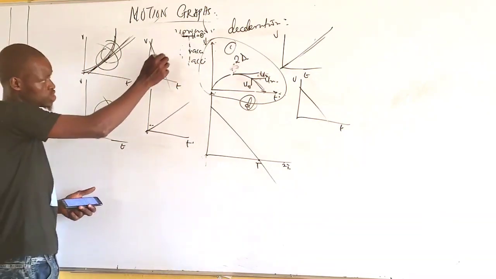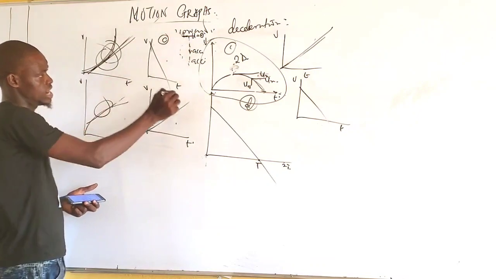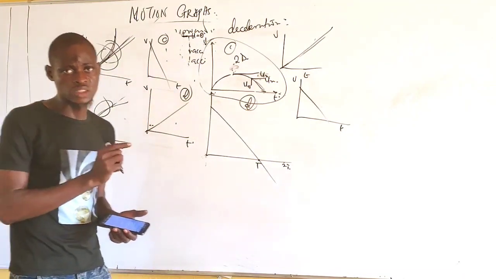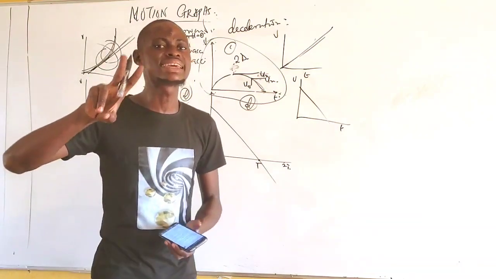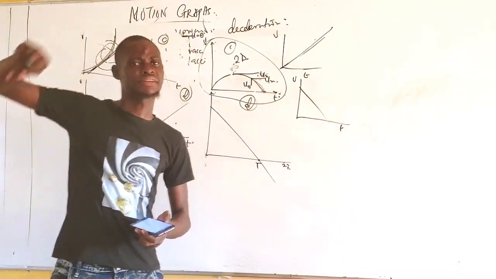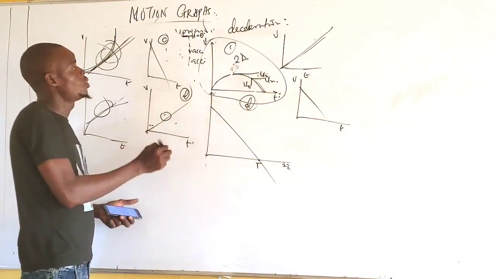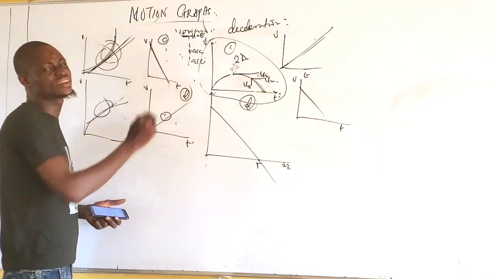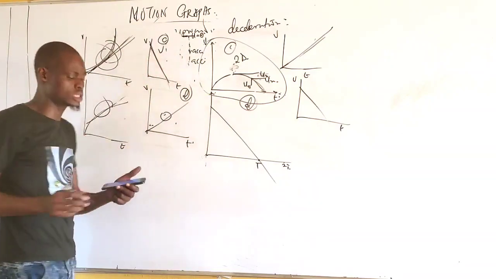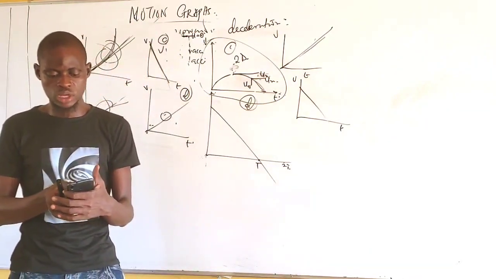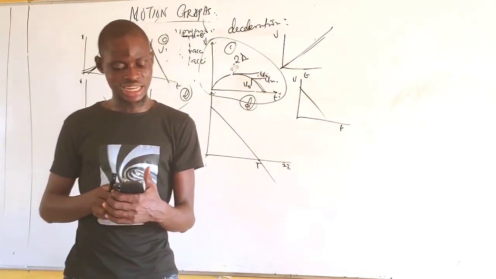Now, it is only these two graphs, graph C and graph D, that indicate uniformity. That is the first statement. The second statement indicates that the body is decelerating to rest. This one indicates that the body is accelerating, while this one indicates that the body is decelerating to rest. So my option is option C. All together, I think that is how they set questions on this.